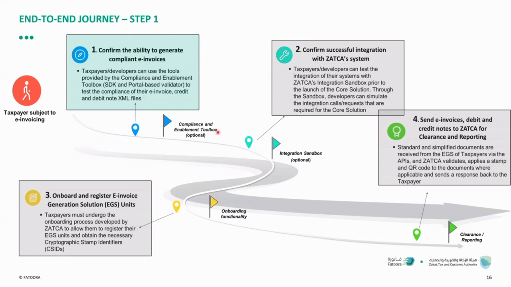So the first step that the taxpayer has to undertake is to confirm the ability to generate compliant e-invoices. They need to make sure that, from their system side, they're able to actually generate compliant e-invoices in XML format. So this is the first step that they need to do, and we're going to have a deeper look at this.